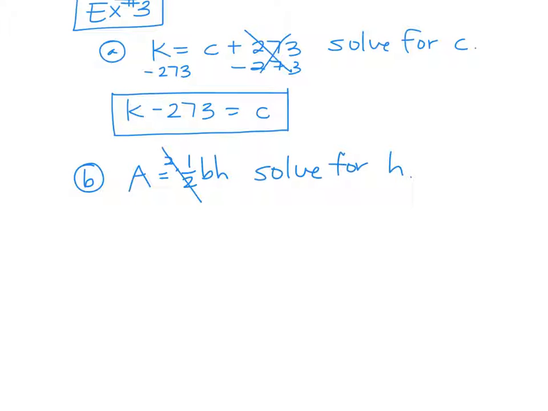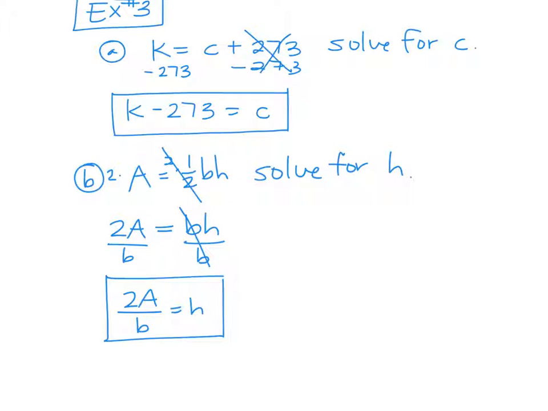And whatever I do to one side, I have to do to the other, right? So I end up with 2a equals b h. I want to solve for h. What do I do? Divide by b. So this is gone. My answer is 2a over b equals h. Okay, as soon as you get that variable isolated, you're done. Don't try to solve it with numbers. There's no numbers to work with. Just leave it at that.